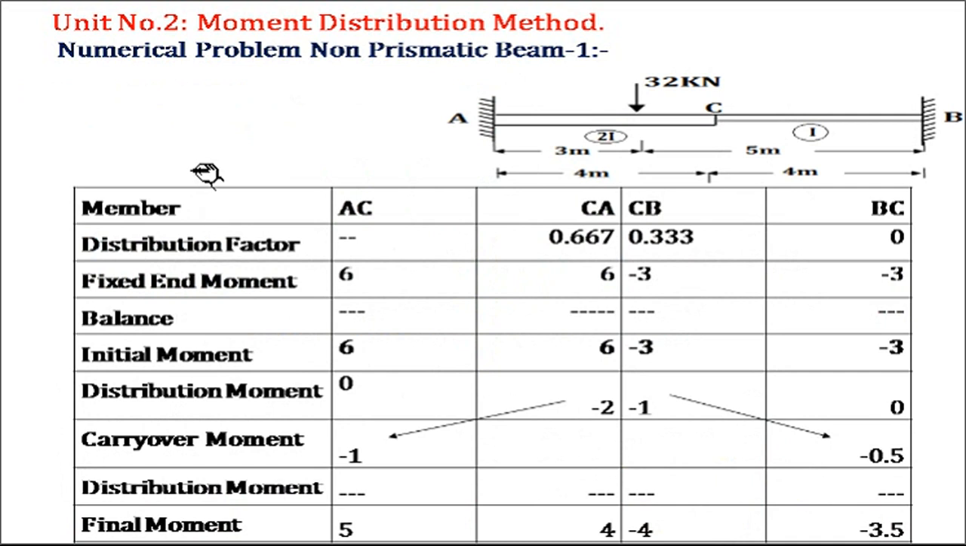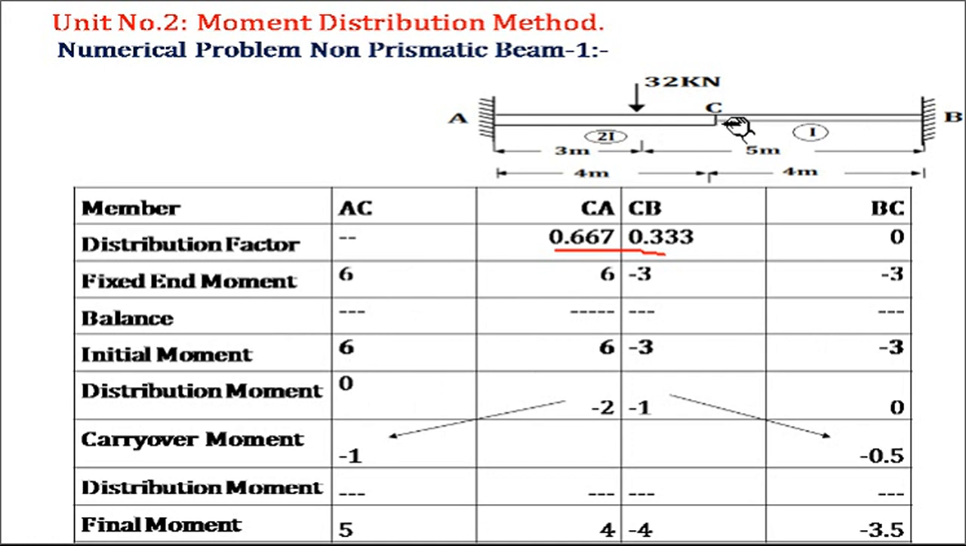Then we will find out the moment due to the sway analysis. The members are AC, CA, CB, BC. Then the distribution factors we have already calculated. Then the fixed end moments we calculated in the last slide: in AC it is 6, in CA it is 6, CB minus 3, BC minus 3. Here at joints A and B it is fixed, so there will be no balance or correction. So the initial moment will be the same as the final moment.